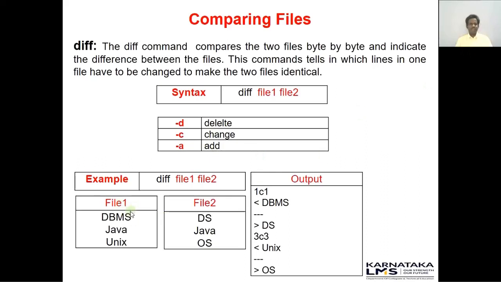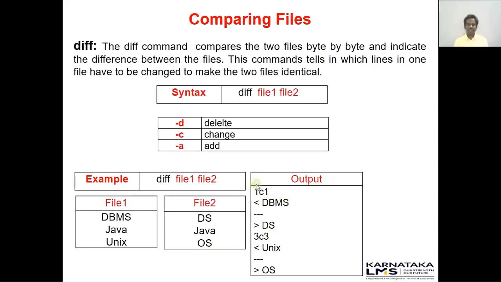Consider file 1 with the content DBMS, Java and Unix, and file 2 with the content DS, Java and OS. When we use the command diff file 1 and file 2, it displays the output difference of two files. That is, it compares the two files and displays the difference between them. Here, the lines preceded by less than symbols are lines from the first file. Lines preceded by greater than symbols are lines from the second file. The dotted line separates file 1 and file 2.